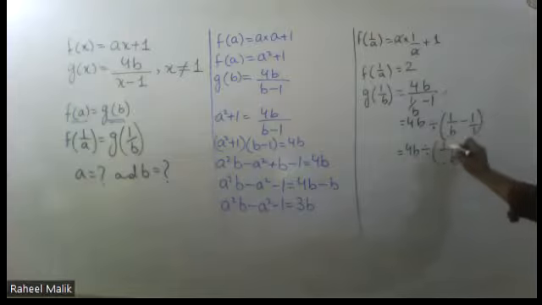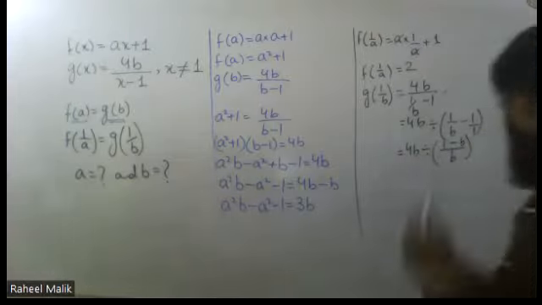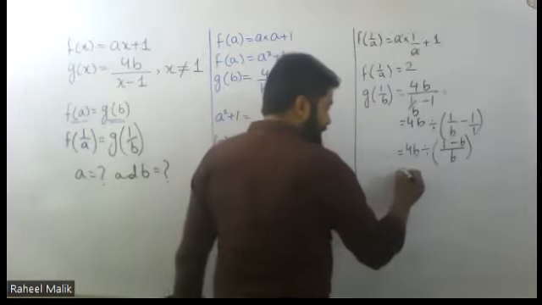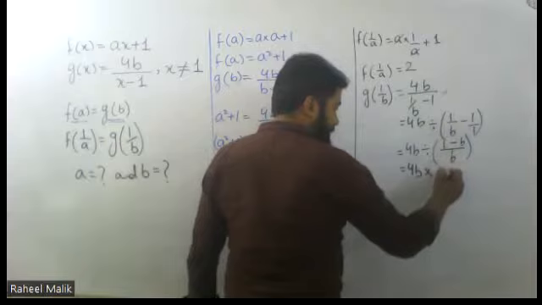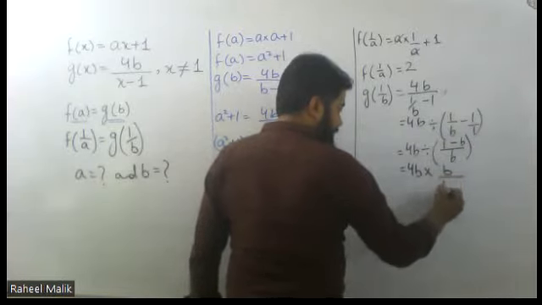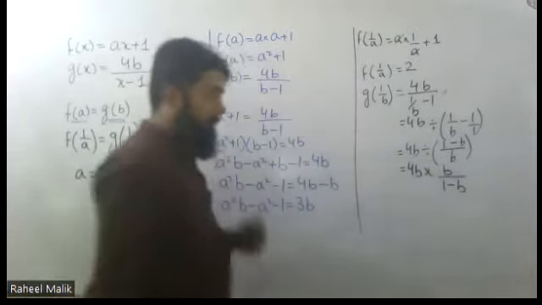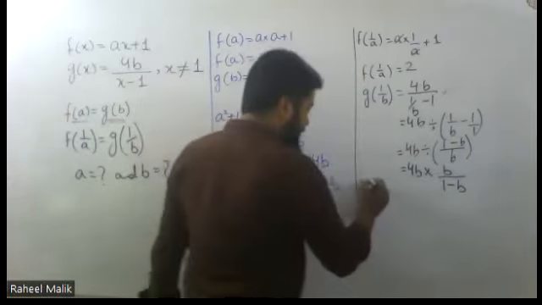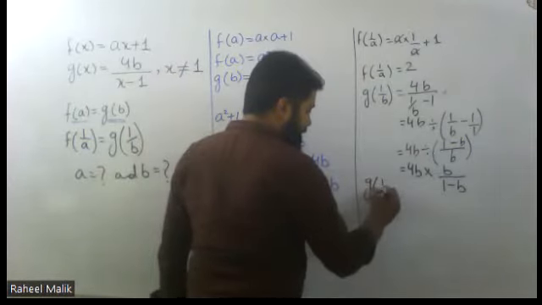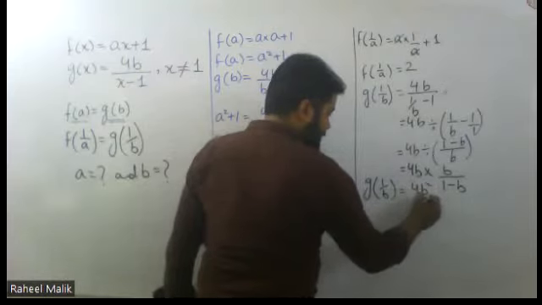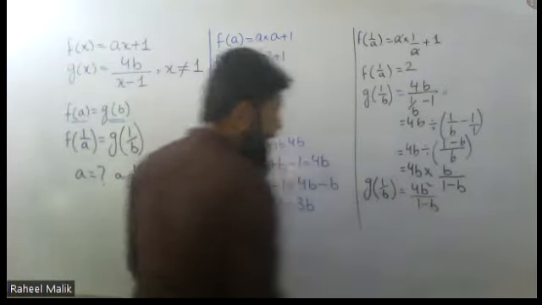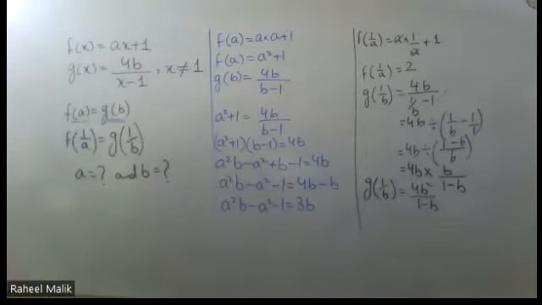1 multiplied by 1, b multiplied by 1. When I further simplify it, the divide sign changes into multiply. This will be written as b over 1 minus b. So when I simplify it, g of 1 over b will become 4b square over 1 minus b.